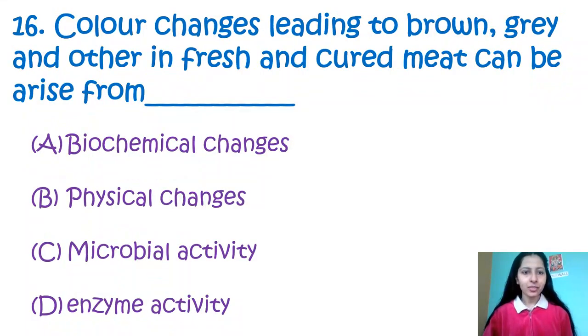Next, 16. Color changes leading to brown, grey and other in fresh and cured meat can arise from biochemical changes, physical changes, microbial activities or enzymatic activity. These color changes are due to the microbial activity. That is option C.